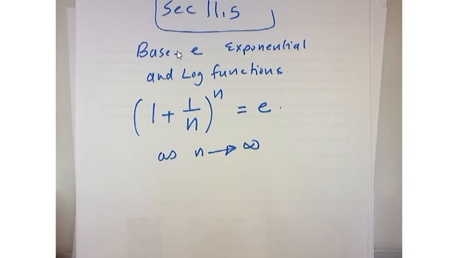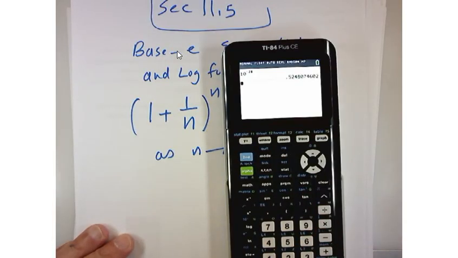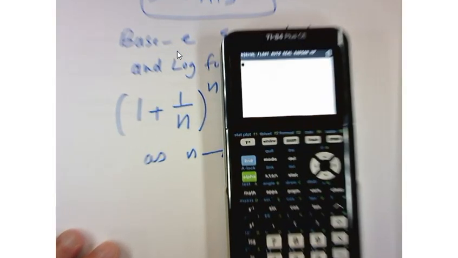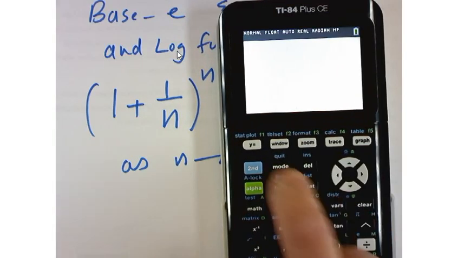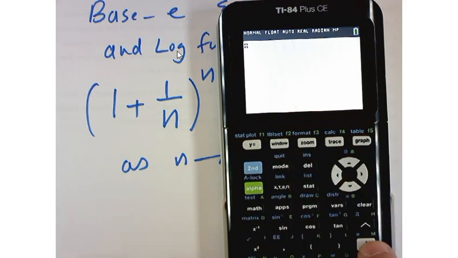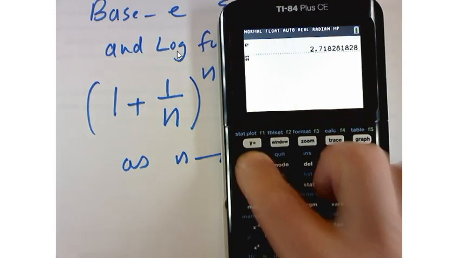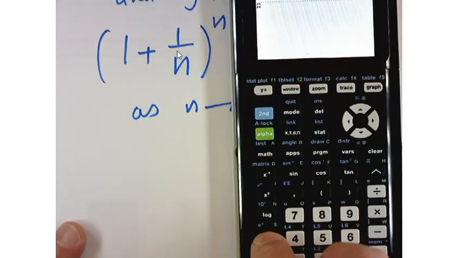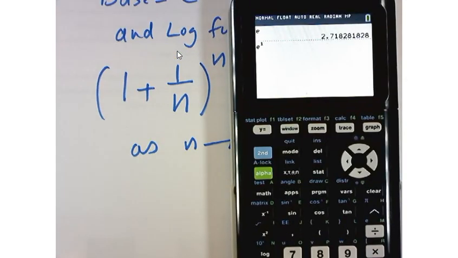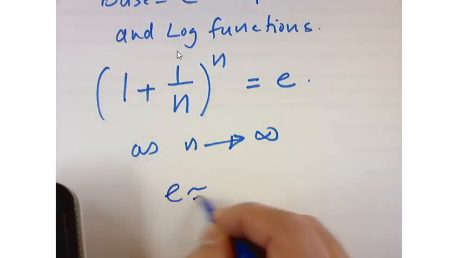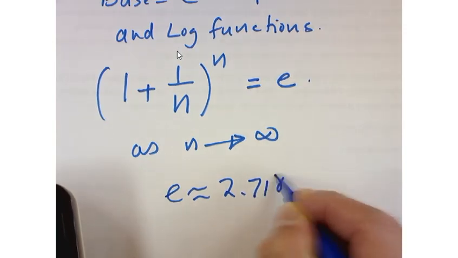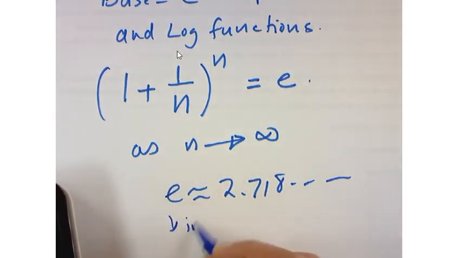But what is e? Your calculator has an e key. If you do second division sign and hit enter, it's an irrational number, 2.718281828. It's a never-ending decimal. Or you could go to second ln right there. It gives you e to a power, so you want to do e to the 1, and then you can get that number. So e is roughly 2.718 blah blah blah. It's an irrational number.